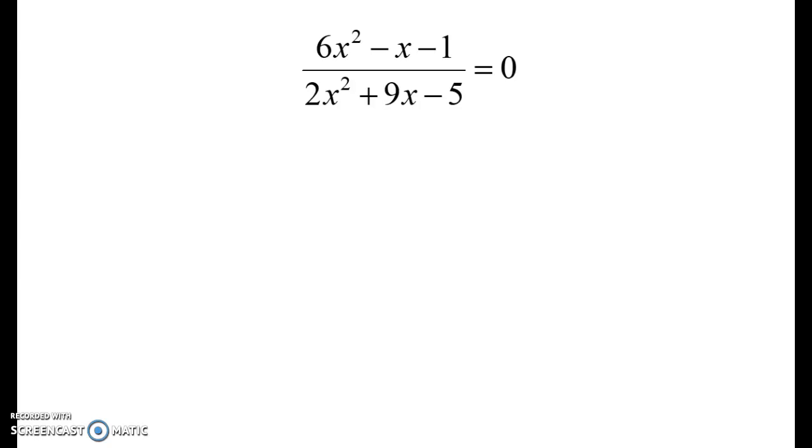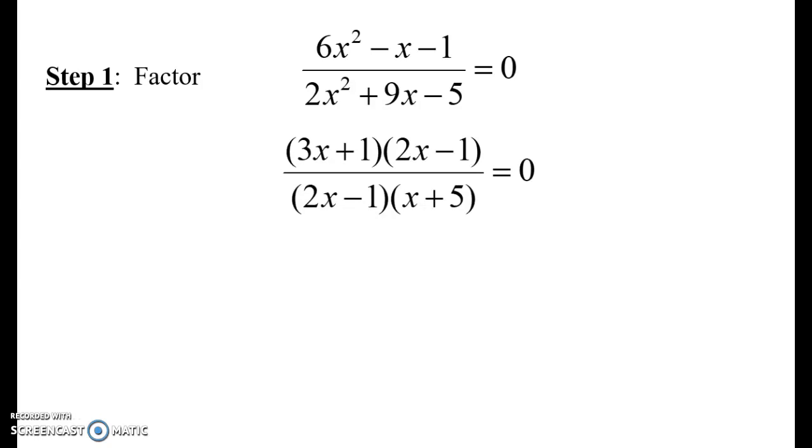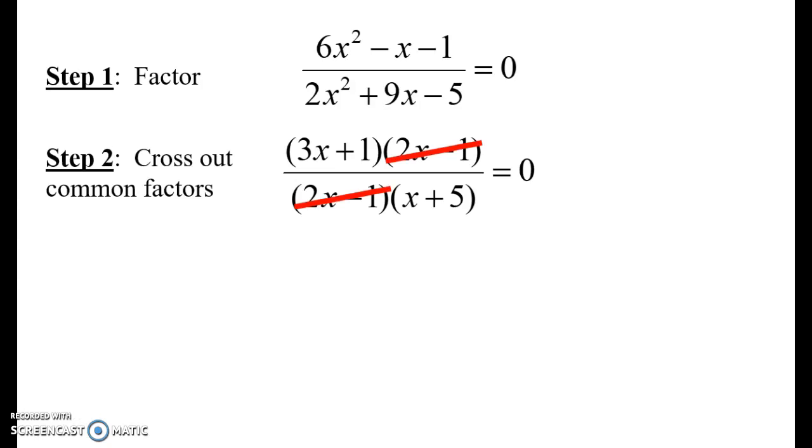All right, so hopefully you paused it, you're back, you're ready to check your answers. So the first thing, again, we're going to do is factor. If you factor these two quadratics, you'll end up with these factorizations: 3x plus 1 and 2x minus 1 on the top in the numerator, and then 2x minus 1 and x plus 5 on the bottom in the denominator. All right, we're going to cross off the common factors. So the 2x minus 1s can both be eliminated.